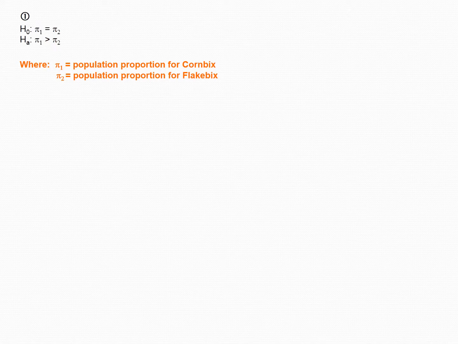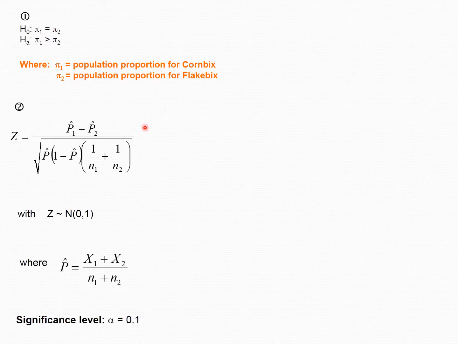In step 1, we state our hypotheses. So in the null hypothesis, pi 1 will be equal to pi 2, and in the alternative, pi 1 will be more than pi 2. We can define pi 1 as the population proportion for Corn Bix and pi 2 as the population proportion for Flake Bix. Step 2, you write down the formula for your test statistic. You give the distribution of the test statistic and the formula for p-hat, and our significance level was 0.1.